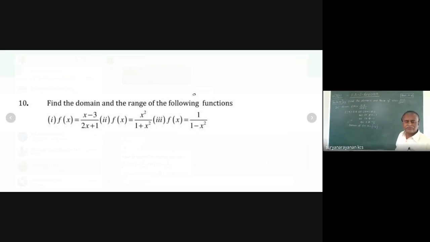Is it clear? Message me, yes sir, or understood sir, or clear sir. If not, message me. Please explain one more time sir. Please repeat it one more time sir. Yes, okay. So this is about domain. Now we have to find the range. We have to find the range also.